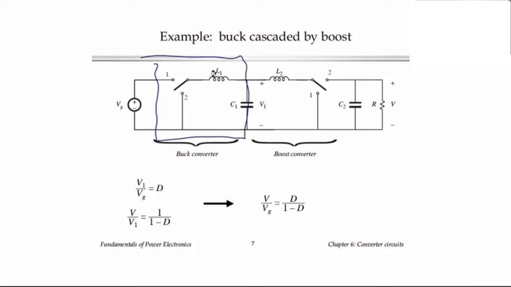Here's our buck converter, the switch, and the LC filter. The output of the buck becomes the input to the boost converter. It has its switch and its LC driving the load. Okay, well that's all fine. However, there are some things that we can do to simplify this circuit.